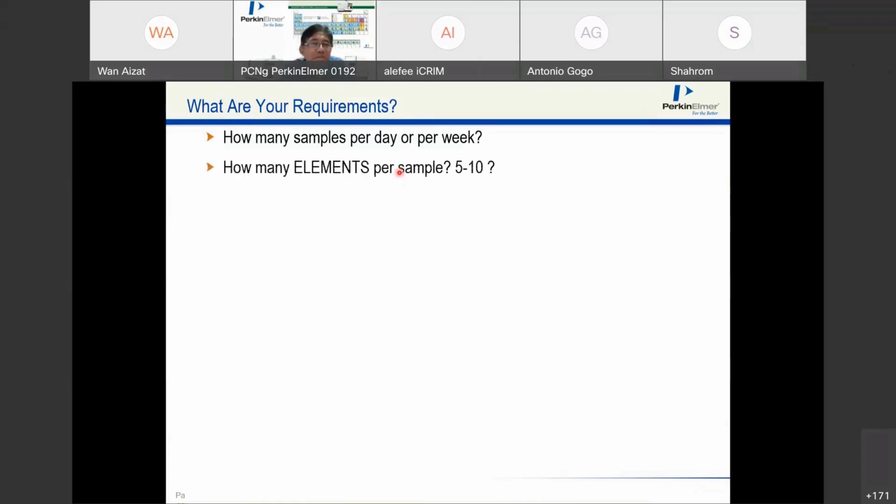If you have more than 5 elements, maybe it is good to consider ICP-MS because it's very fast. In one shot you can do more elements. It depends, because the price of ICP is of course much higher.